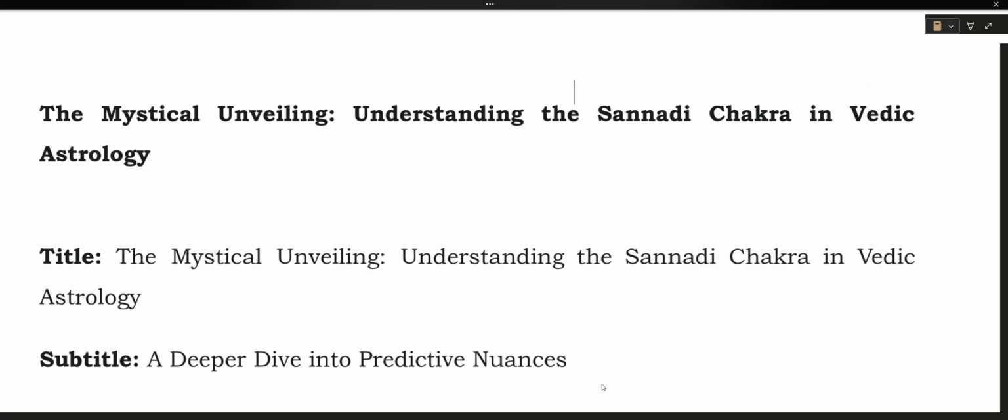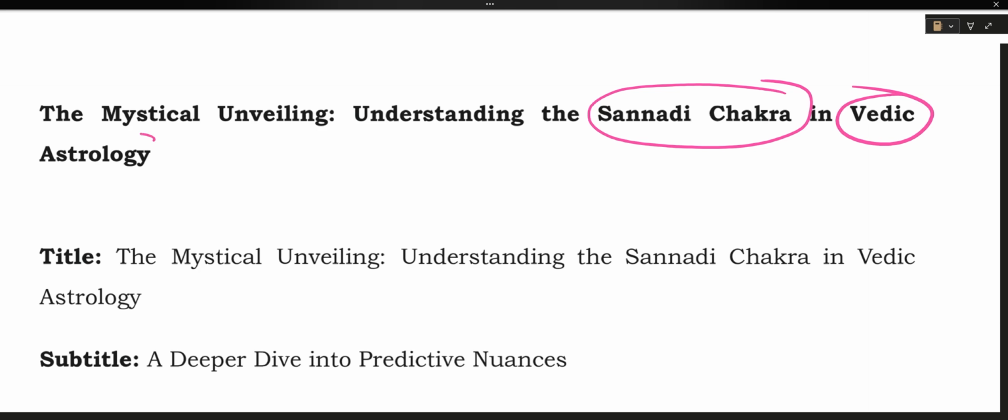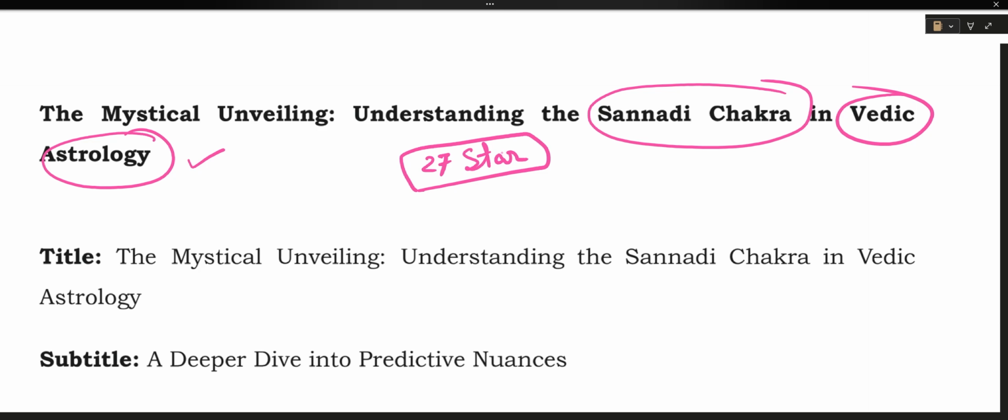In this video, we will learn about Sannadi Chakra. This is a technique that is used in Vedic astrology for accurate prediction. You have to be familiar with all the 27 nakshatra that are used in Vedic astrology. In all other astrology forms also we use 27 stars, but some of the hidden techniques, we may say it as a hidden technique, that is the Sannadi Chakra. This is one of them.